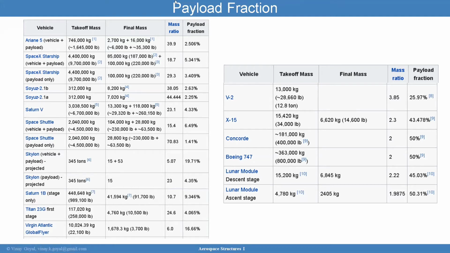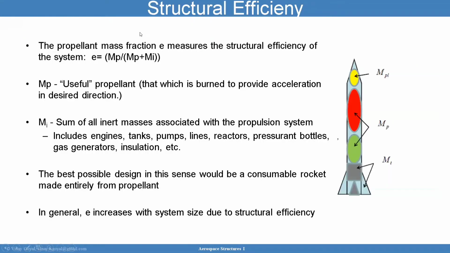And so, continuing on here, let's look at structural efficiency. So we have the propellant mass fraction. And so E measures the structural efficiency of the system. And that's equal to the propellant mass divided by propellant mass plus inert mass. The propellant mass is the useful propellant, which is burned to provide the acceleration in the desired direction. The inert mass is the sum of all the inert masses.